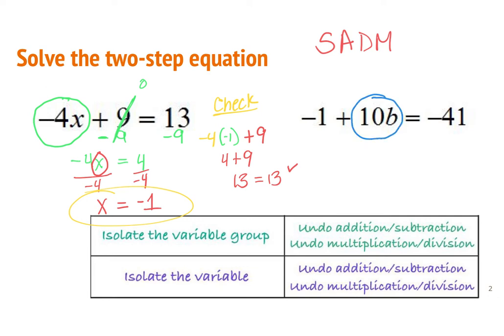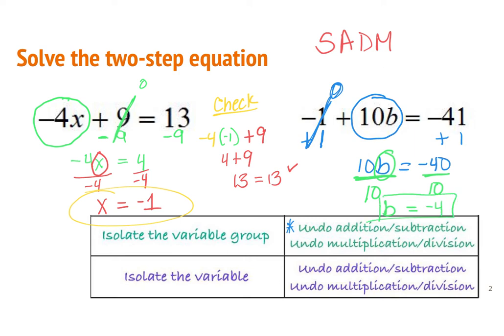So again, isolate variable group. So that means I gotta get rid of negative 1 by undoing with addition or subtraction. Negative 1, so plus 1. I am left with 10b equals negative 40 because that negative 1 plus 1 gave me 0. Now I'm going to isolate the variable. Because it is being multiplied, the inverse would be to divide. So I'm going to divide both sides. So b is equal to negative 4.